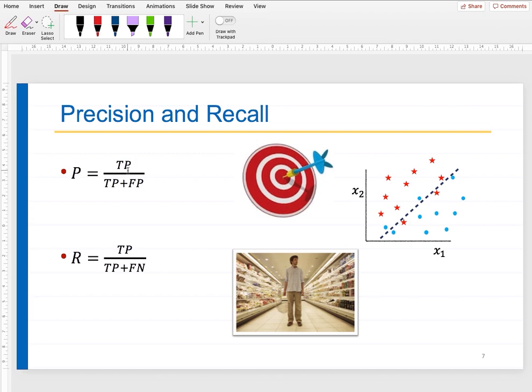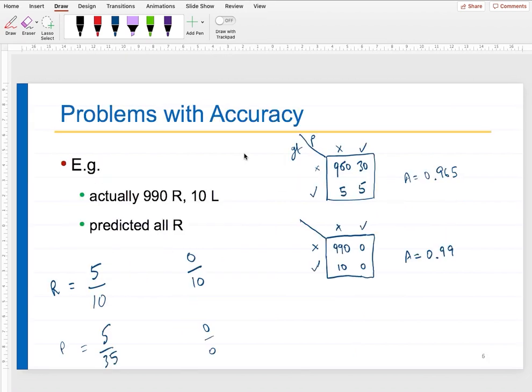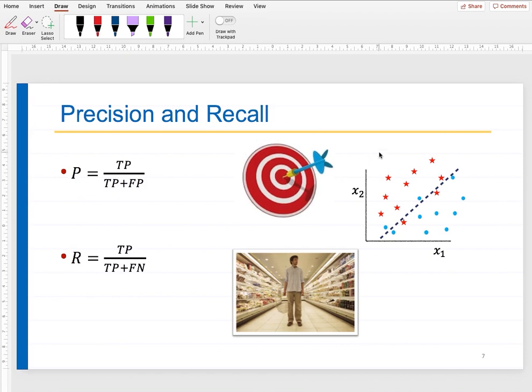Positive means what I am predicting, and true means the ground truth. So I am predicting positive, ground truth is also positive, so it is a true positive. And false positive means I am saying yes, there is a disease, but actually there is no disease. If you look at the figure here, this is true positive, this is the false positive. So precision means whenever I said there is a disease, how many times was I correct? Whenever I release the dart saying yes, this is a disease, how many times is it actually hitting the target?